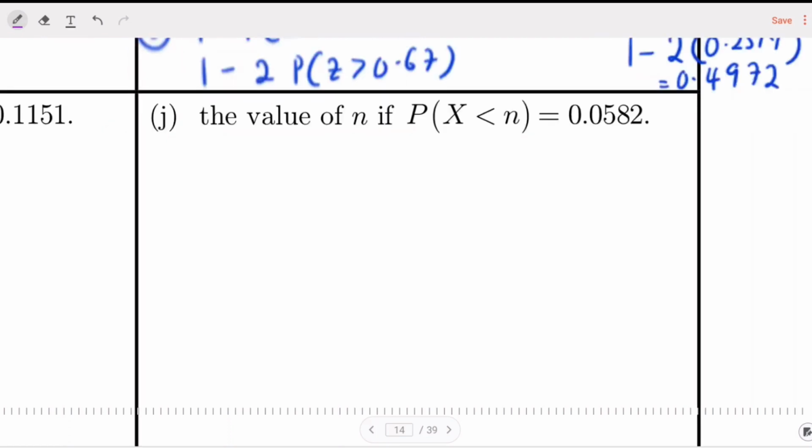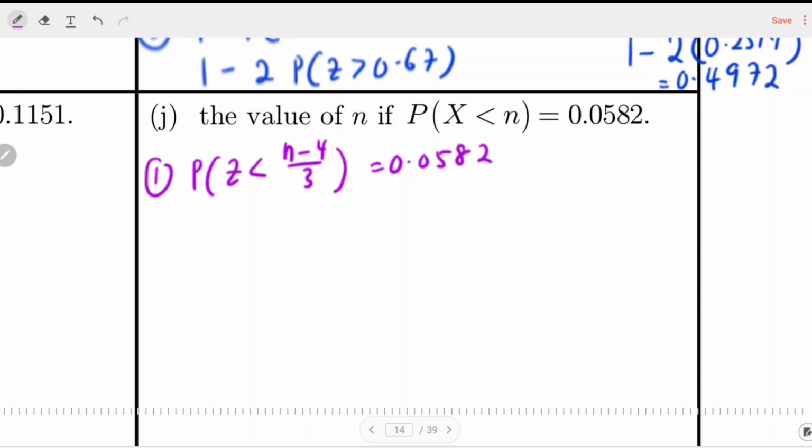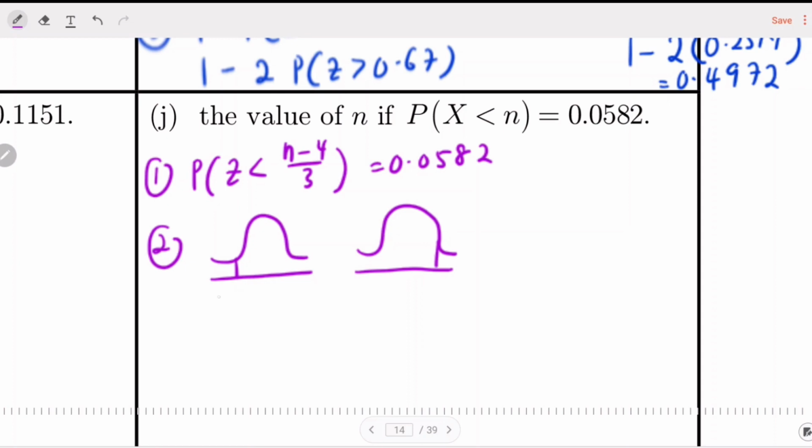Next, find the value of n if the probability of X less than n equals 0.0582. As usual, for normal distribution, we have 4 different steps. The first one is to standardize. Second step, sketch the bell shape. But since our Z is unknown, I'm going to sketch 2 different bell shapes to check which one is the correct one.